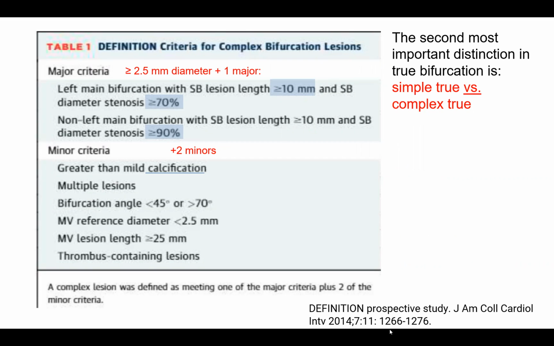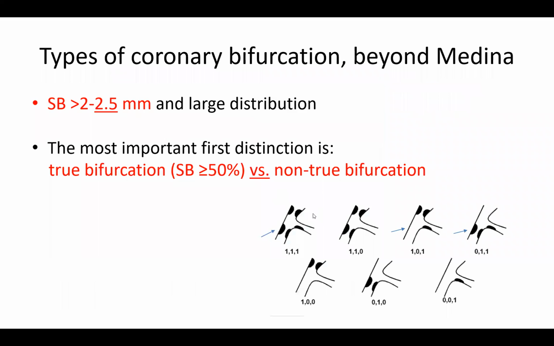Very, very important classification. This has been derived from the DEFINITION prospective study and validated in two Chinese trials, the DEFINITION II trial and the DK Crush 5 left main trial. So those criteria are the following. What do we call complex true? Complex true means the ostium is not just involved, it's also long disease.